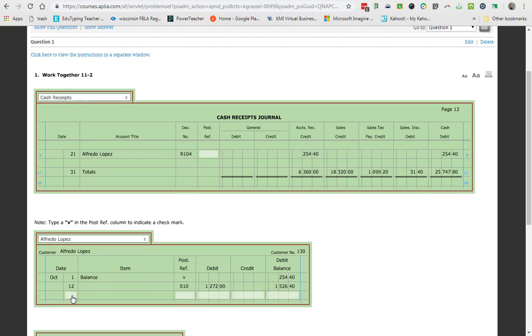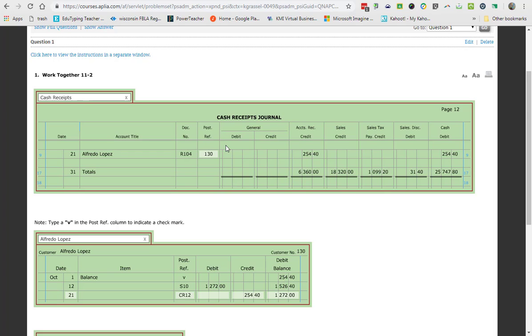Credited. So we'll put the date in here of the 21st. What is my post reference? CR, standing for cash receipts, 12 for the page number. And I'm going to credit it for $254.40. And I'm really smart. My balance is $1,272. Account number 130 goes back up on top. That was instruction number 3.